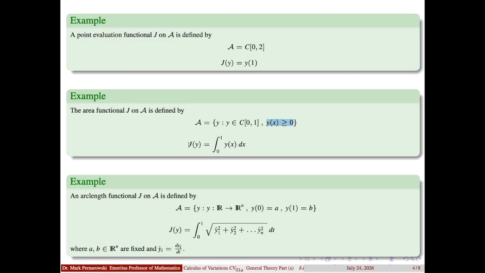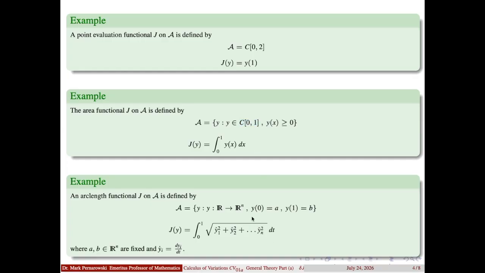Is there a minimum of J of y for all possible functions y in this set A? The answer is yes. I could take the 0 function. y of x identically equal to 0 everywhere is certainly continuous on [0,1], and it's greater than or equal to 0 on [0,1]. When I integrate it, I get J of y equal to 0, and that's the smallest area you can have.